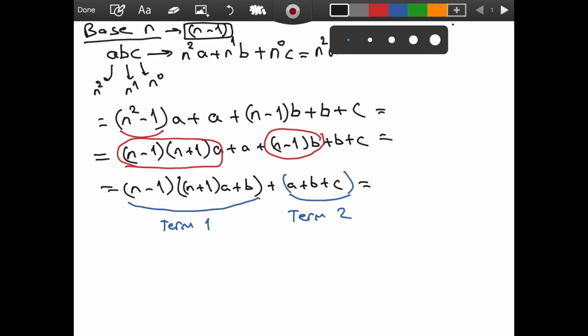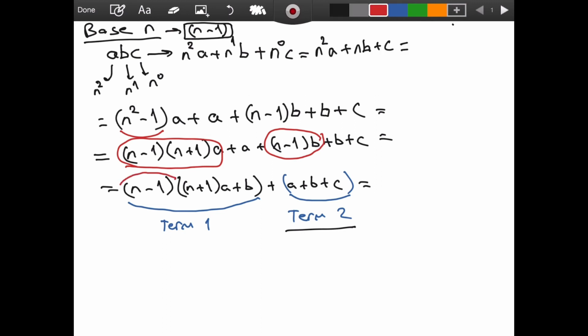This means that in order for our 3-digit number ABC to be divisible by n minus 1, we need our term 2 to be divisible by n minus 1 as well, because as I mentioned before, term 1 is always divisible no matter what value we give to a and b, right? Because it has n minus 1 already.